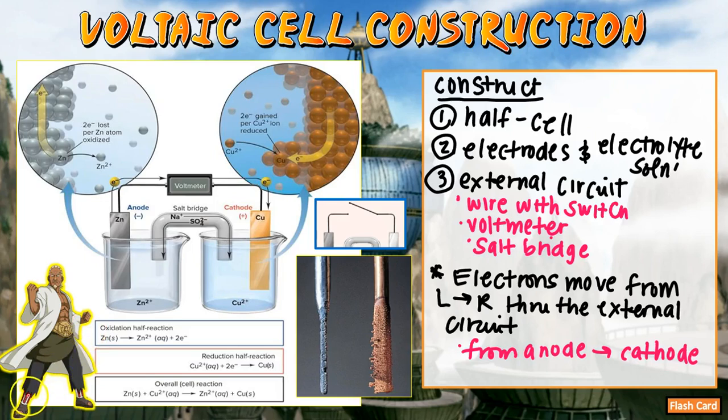The Raikage then states that he will break our voltaic cell understanding into three parts. 1, construction of voltaic cell. 2, operation of a voltaic cell. And 3, notation of a voltaic cell. So let's get to construction.